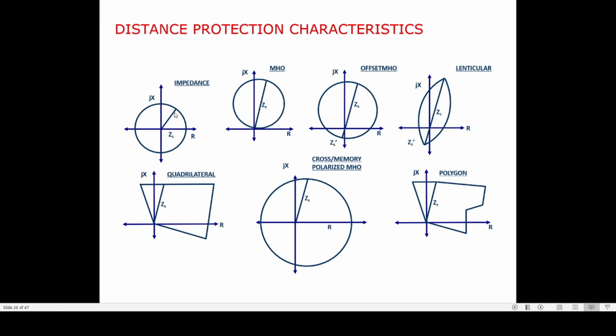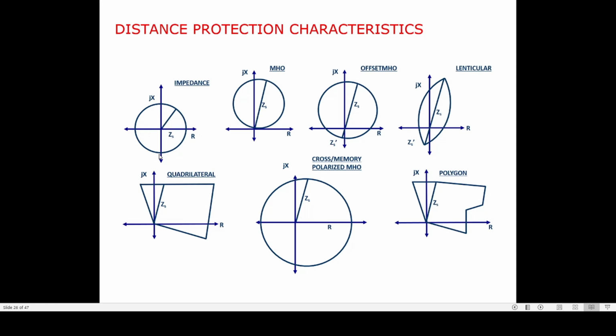So this cannot distinguish whether the fault is behind this bus bar or in the forward direction, because it will operate for any fault either in the forward direction or in the reverse direction. So that is one of the limitations of the impedance relay.